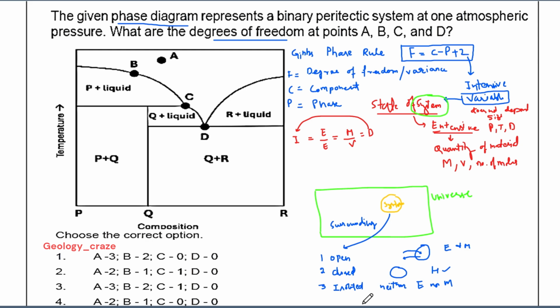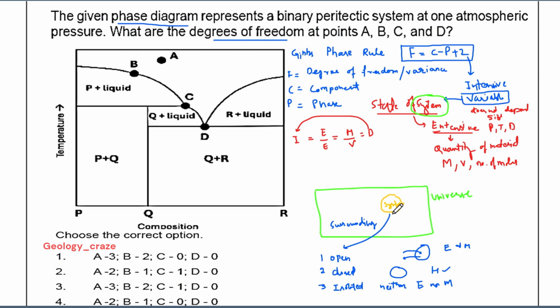So now we will reverse the thing. First we will understand what a system is. Then we will understand the state of a system. There are two kinds of variables, intensive and extensive. In extensive we have mass, volume, and number of moles, and in intensive we have pressure, temperature, and density. The system has mass, volume, number of moles, pressure, temperature, and density.